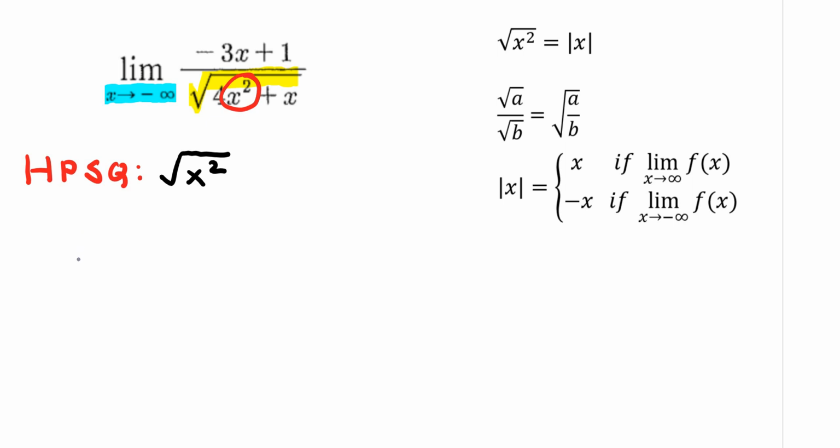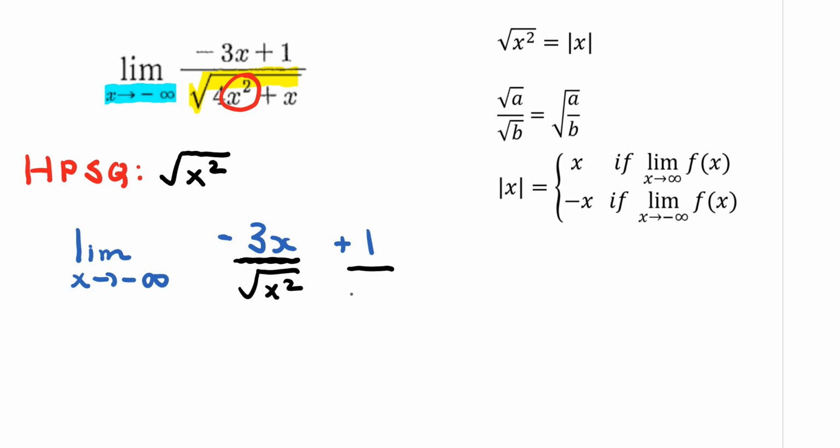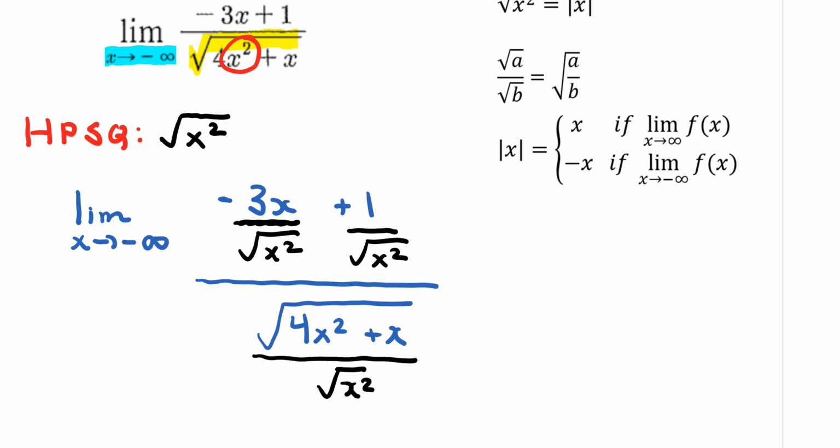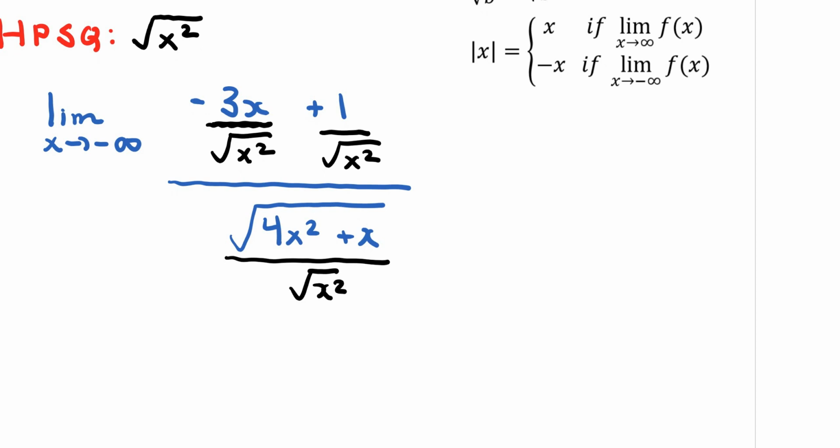Okay, and now when I write my limit statement here, this is the limit as x goes to negative infinity, and now I'll write the original problem as negative 3x plus 1 on the numerator, and I'll divide every single term in the numerator by the square root of x squared, divide that by the square root of x squared, and then on the denominator here we have this whole square root of 4x squared plus x, and that's going to be divided by the square root of x squared there. Okay, so the idea is, although this looks completely different from the original problem, the fact that I'm dividing every single term in the numerator and the denominator by the same thing means that it's mathematically the same problem.